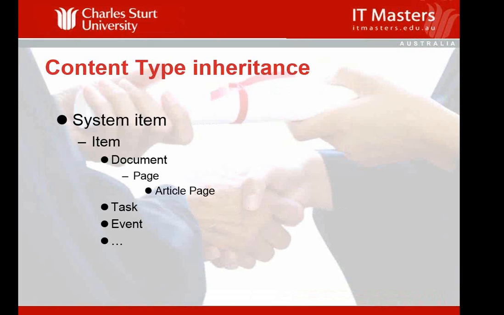Below that, so say below document, for example, and this is just a subset to demonstrate the concept, this is by no means a comprehensive list, but below document, in the web content management space, we have what's called page. And then below that, we have article page. So we have this sort of hierarchical structure where columns get added at the top level and flow all the way down. So for example, the title column is the one piece of metadata that is attached to the item content type. That means every single item that inherits from it, no matter how far down the tree, will have a field called title.